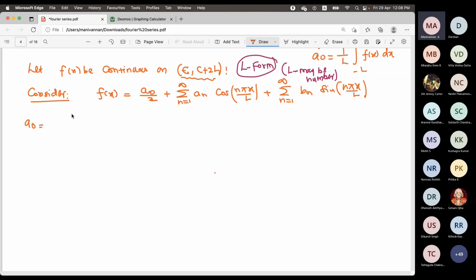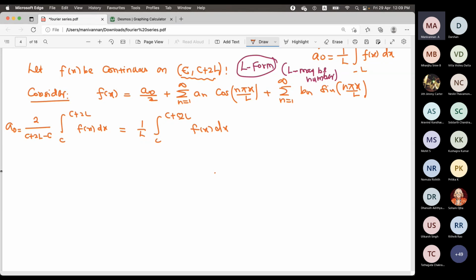A naught formula. It is c to c plus 2L. The formula is calculated by 2 divided by the length of the interval, c plus 2L minus c, integral from c to c plus 2L of f of x dx. So here c gets cancelled out, 2 divided by 2L, so it is 1 by L integral from c to c plus 2L of f of x dx. Sir, is it clear?